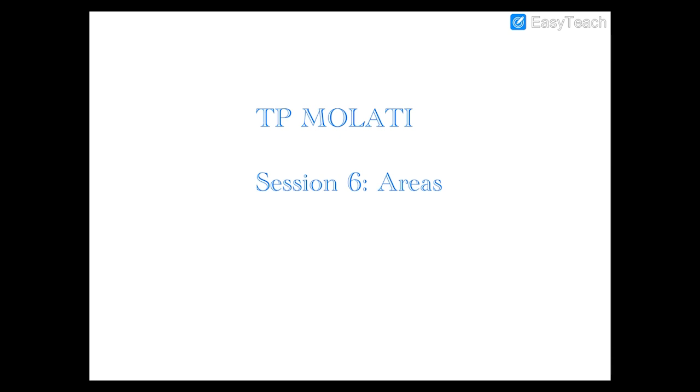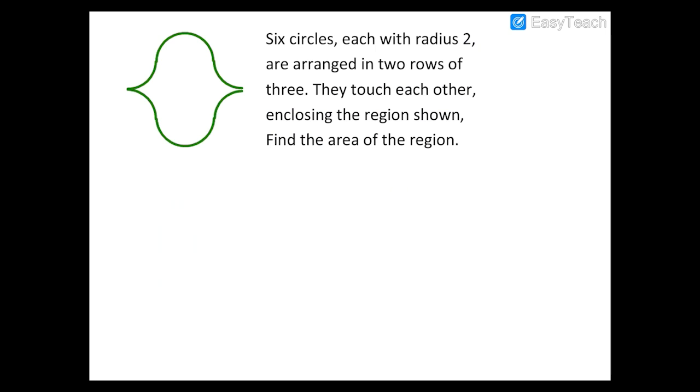Okay, now let's start. So the first question says, 6 circles, each with radius 2, are arranged in 2 rows of 3. They touch each other enclosing the region shown. Find the area of the region.